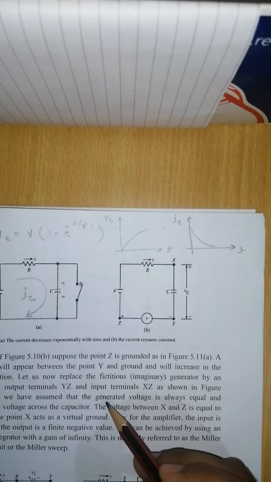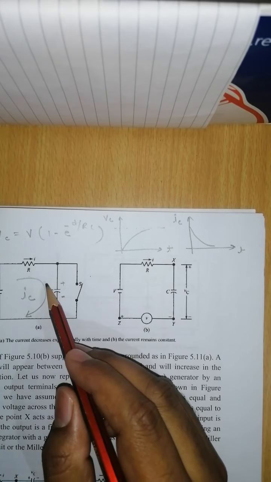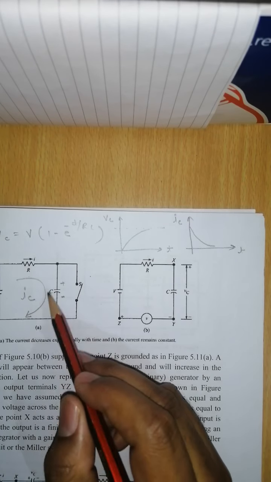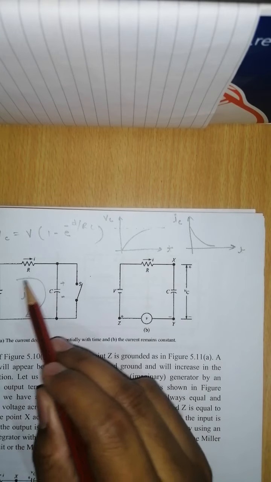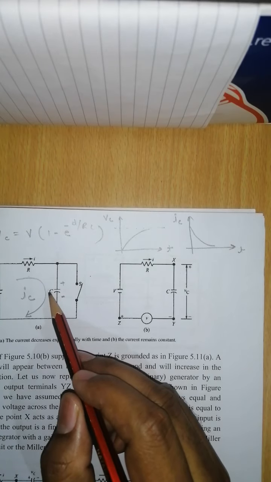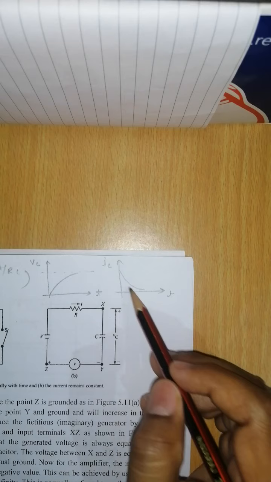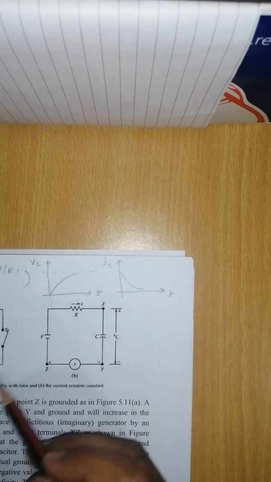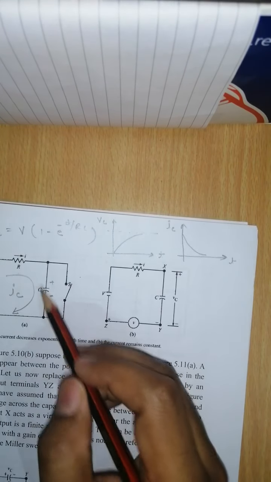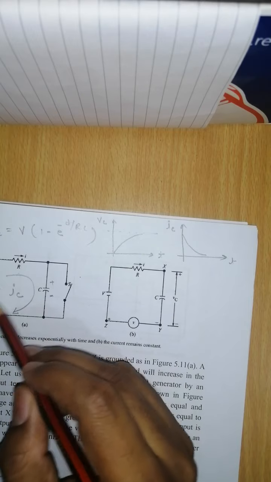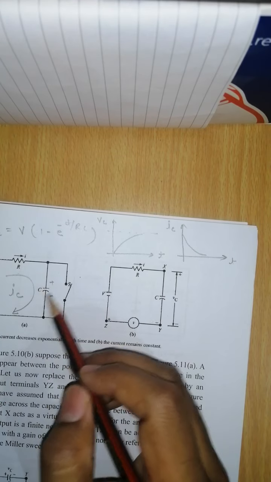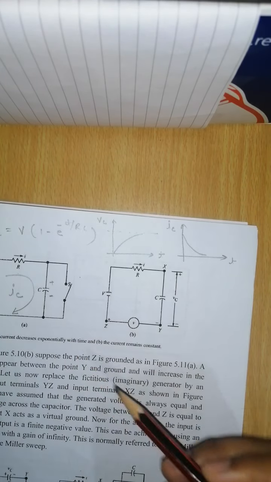Actually, as the charging or the voltage across this capacitor increases, the current through this capacitor decreases, because it opposes the charging by the supply voltage. So to resolve this issue, what can we do?